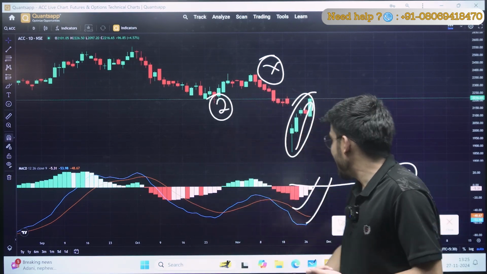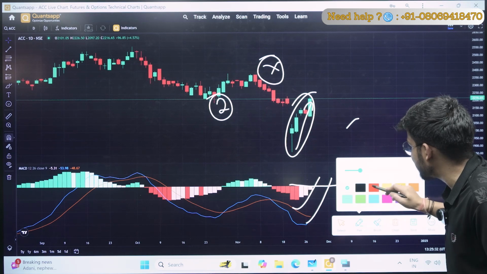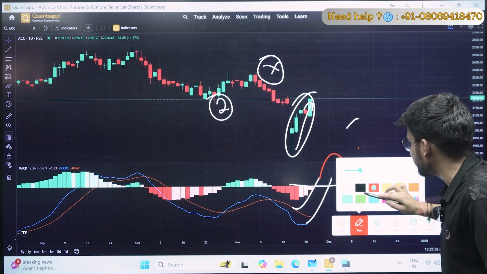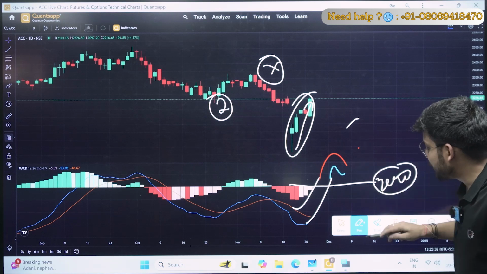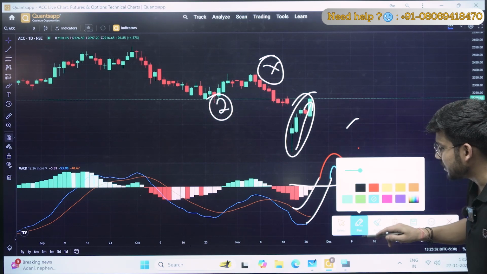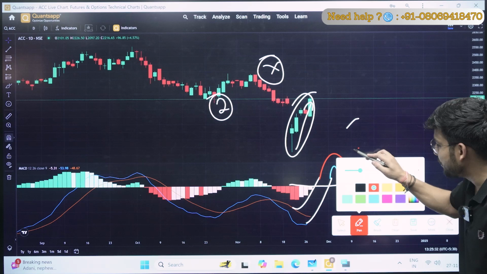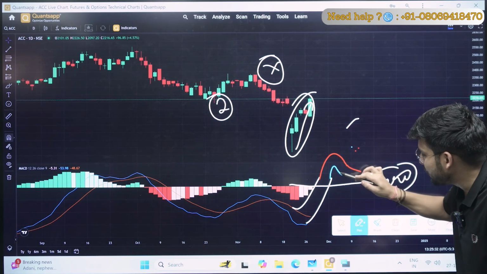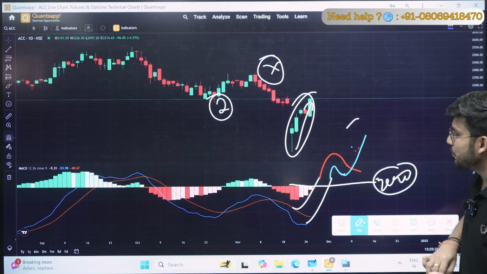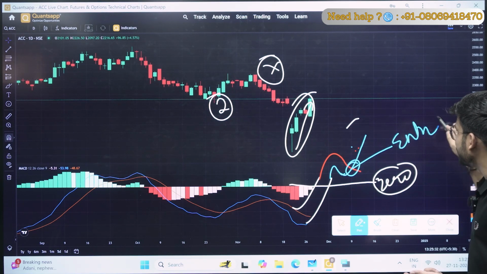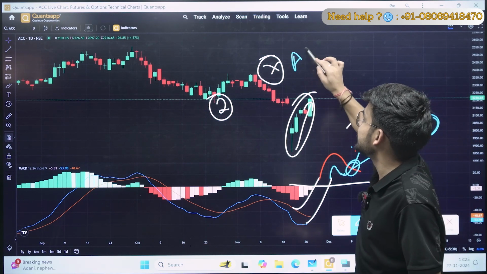Now for the entry, I will wait for both of these lines to come down, okay. So suppose both of these lines will be coming down like this, and after that, at any point of time, if this MACD line, the blue one, will be crossing above, okay, so that will be my entry point in this particular ACC, okay.